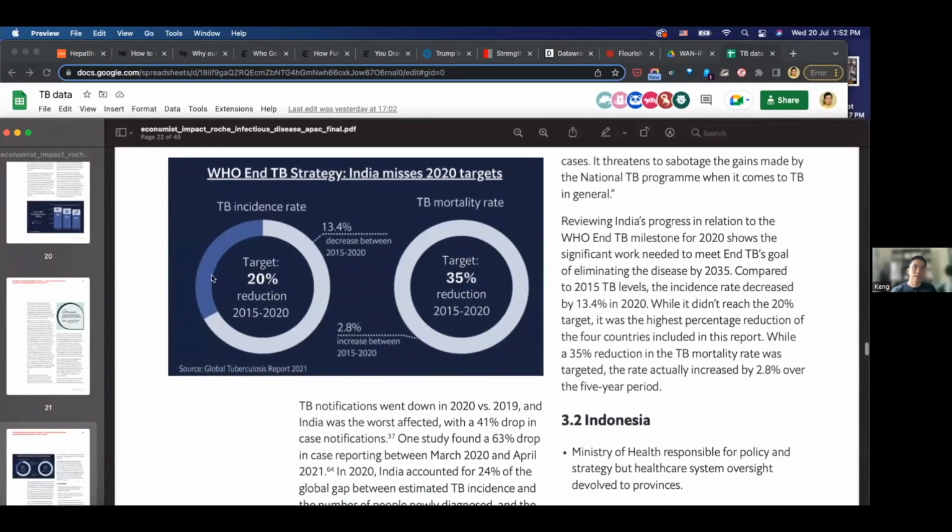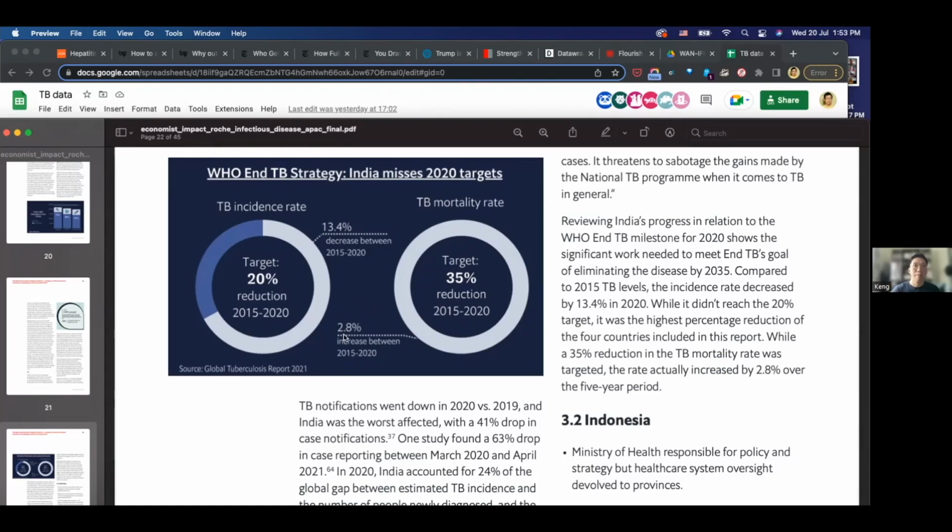This data shows that India has missed the 2020 target set by WHO. The target was to reduce the TB incidence rate by 20% from 2015 to 2020, and in fact the reduction during these five years in India was only 13.4%, much lower than the target. The same for TB mortality rate: the target was to reduce it by 35% in five years, but in reality they did not reduce it. They increased the mortality rate by 2.8%.